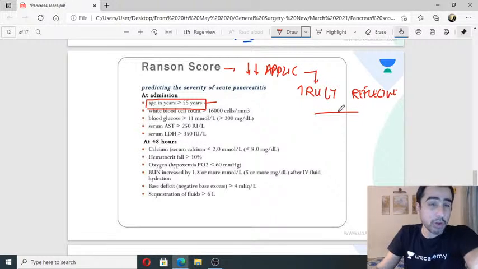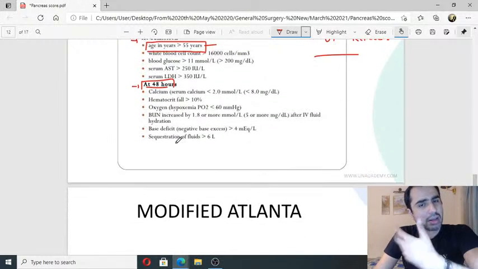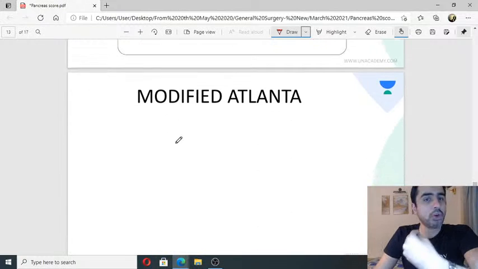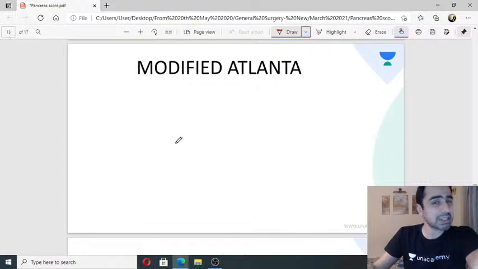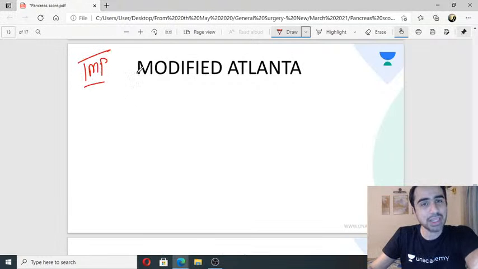Not many people do it, and you have to do so many things, and you have to do things on admission and at 48 hours. So 48 hours tak to pata nahi chalega whether the person is severe or not. So there are other scores. The most important score, the score which you must know, the score which they will ask you, is called Modified Atlanta Classification.